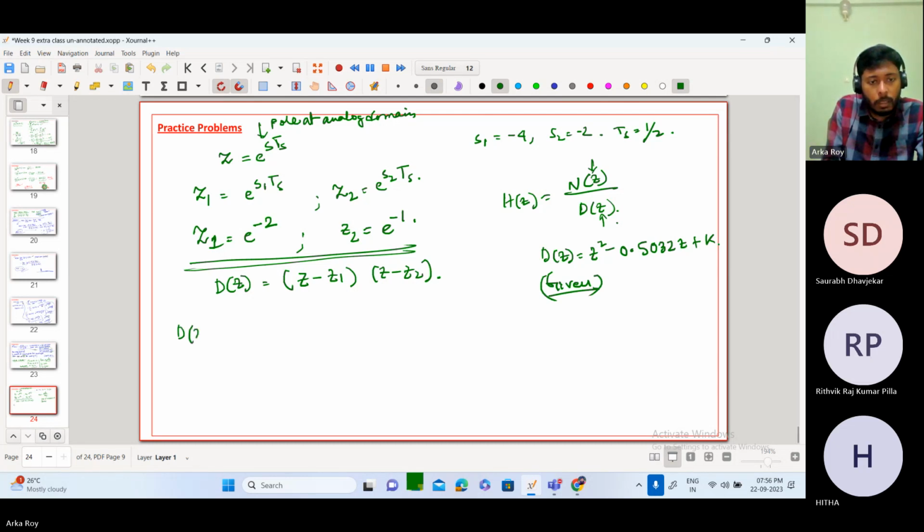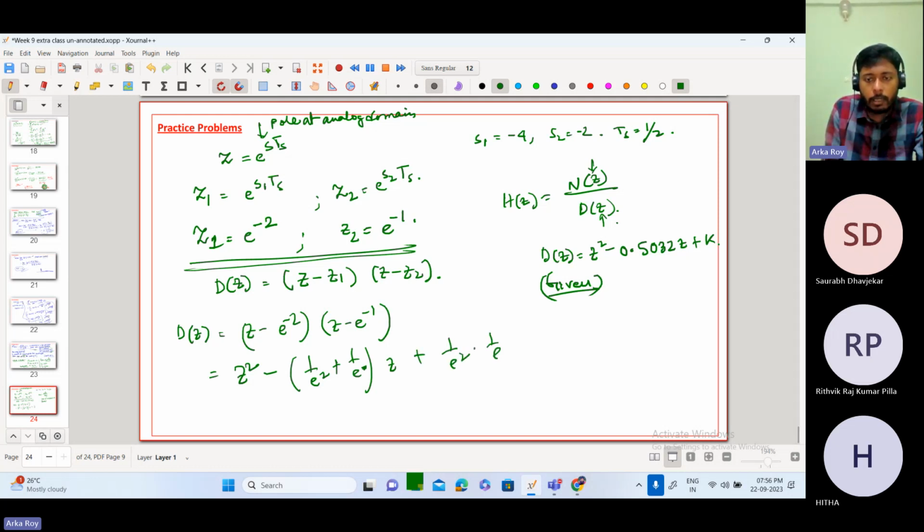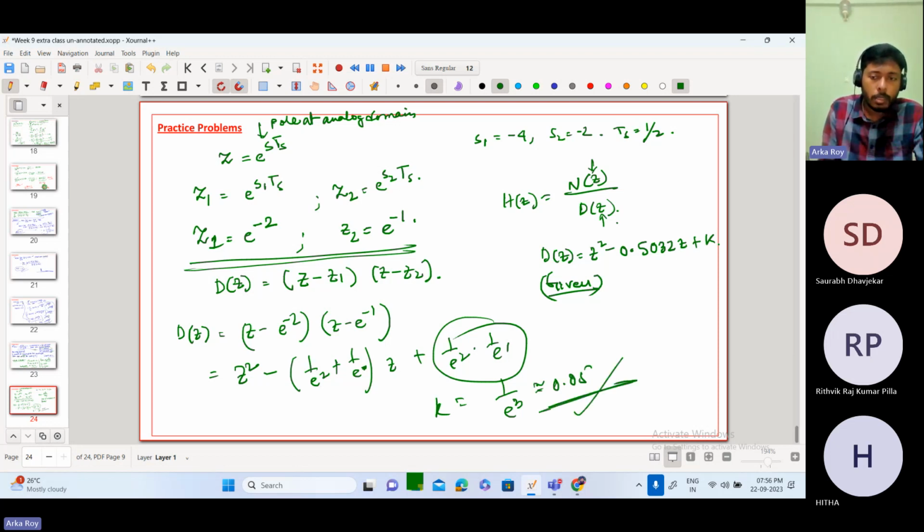Now Dz is equal to z minus e to the power minus 2 and z minus e to the power minus 1. So now if I just expand it, the final term will be e to the power -2 multiplied by e to the power -1, so it will be e to the power -3. So this is what basically k is. K is e to the power -2 multiplied with e to the power -1, that is 1 upon e power 3, and if I just solve it, it will be close to 0.05. So this is the final answer.